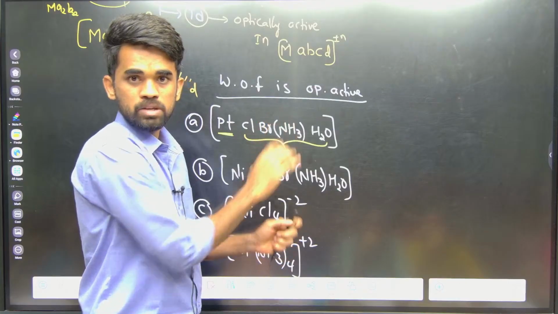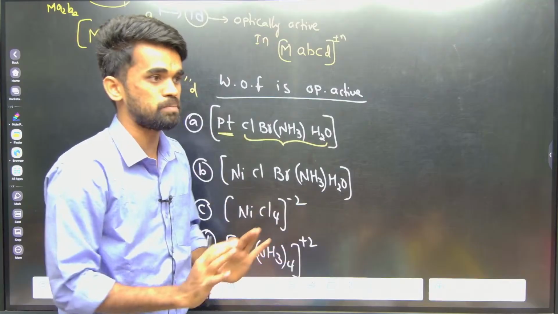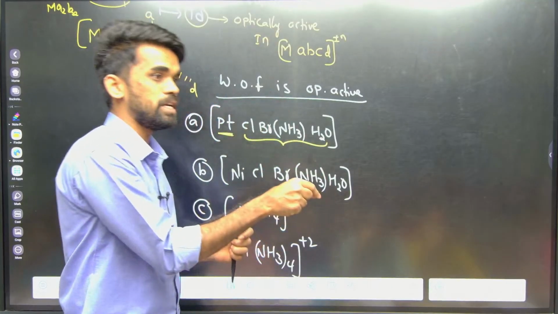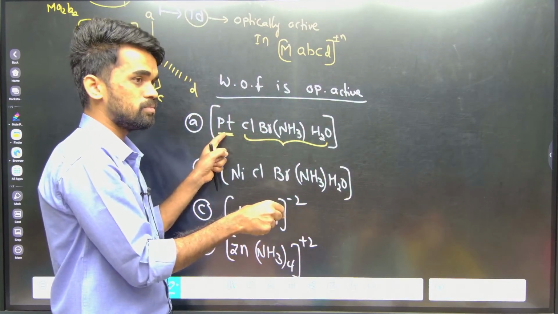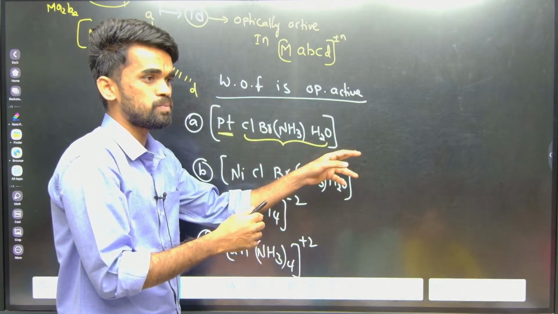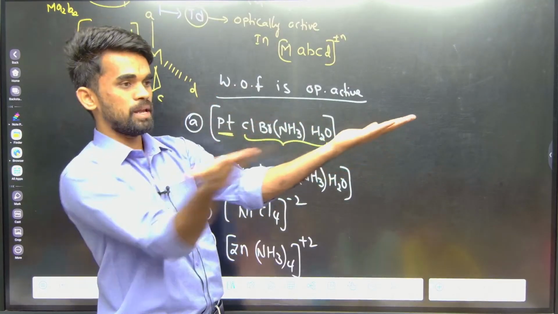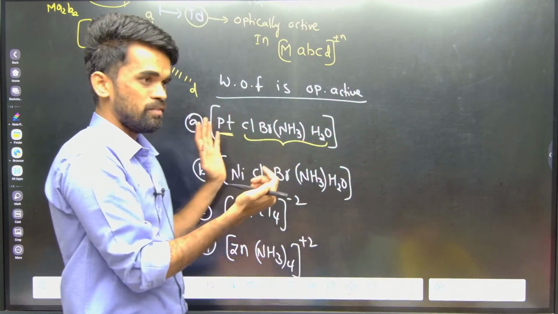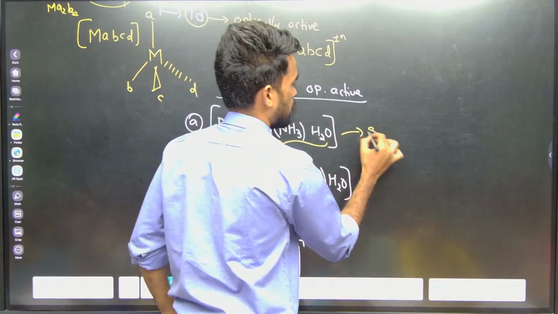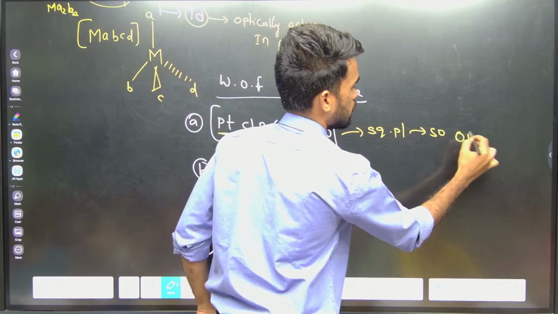Is this clear? It doesn't mean that a metal with 4 different groups is always optically active. First look at its geometry. What is the geometry of platinum? Square planar. Square planar means no matter what groups are present, all groups can be equally divided. Yes or no? I can pass a plane and equally divide them. So it is square planar, so optically inactive.